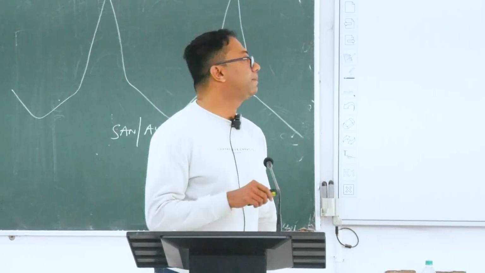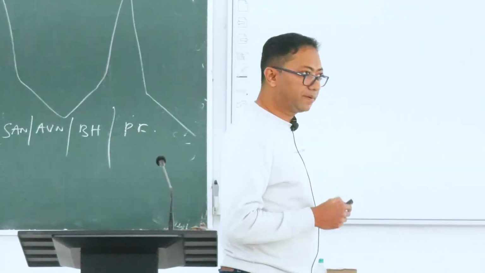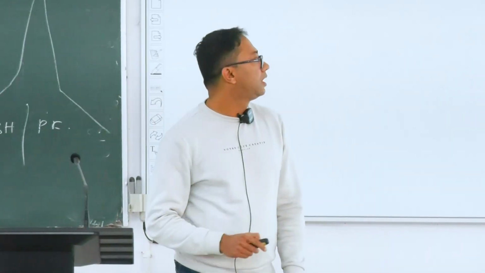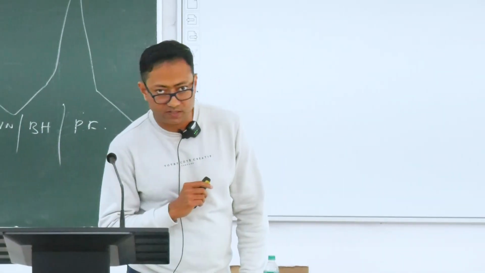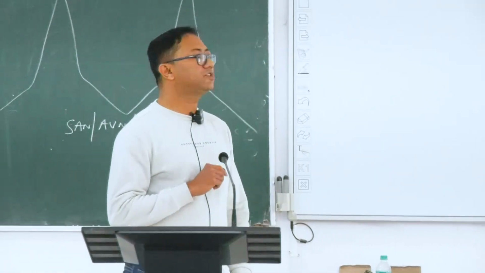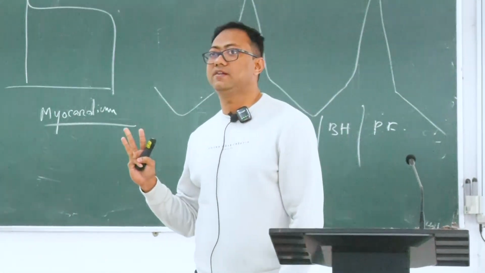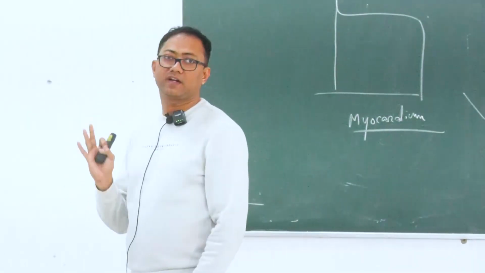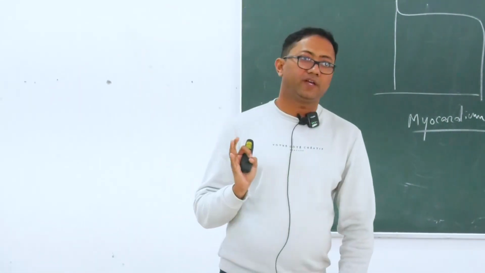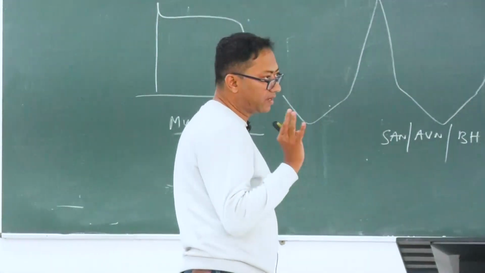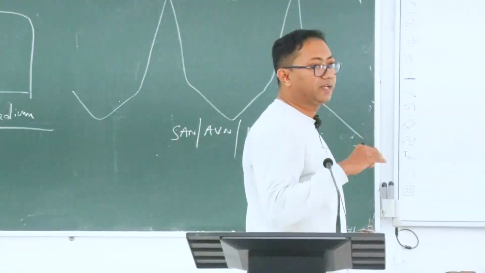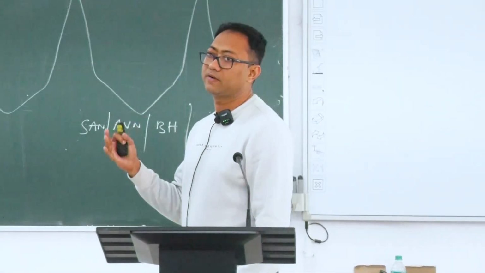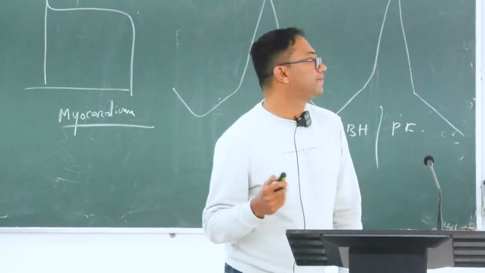End diastolic volume depends on atrial filling pressure, atrial filling time and ventricular compliance. These are the three factors upon which end diastolic volume depends, okay? And end systolic volume depends on three parameters. You already know: preload, afterload and myocardial contractility, okay? During the class of heart failure, I have explained what preload, afterload and myocardial contractility are, okay?